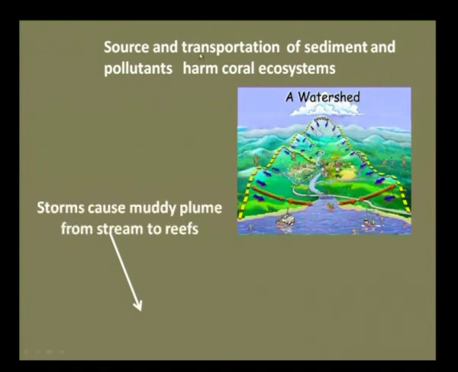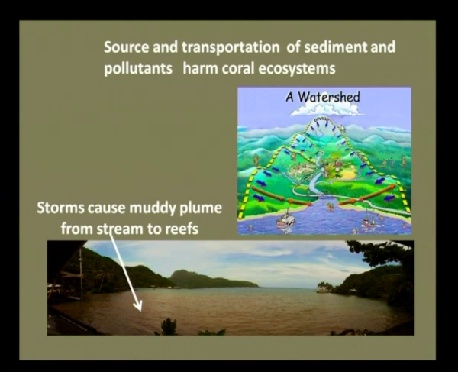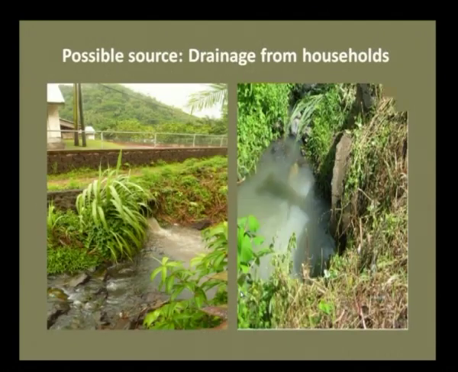Another source of transportation of sediment is the coral ecosystem. The sedimentation mostly reaches the estuaries, and near the estuaries, at low water level in the marine ecosystem, the coral ecosystem is there, and therefore most of the time the siltation affects the corals. Sometimes storms cause a muddy plume from stream to reef, so because of the storm also the sedimentation is happening.